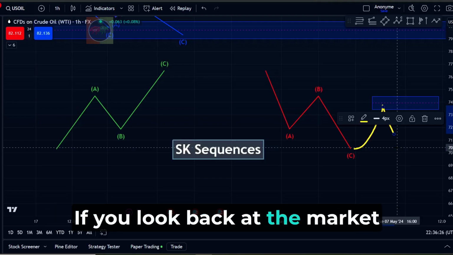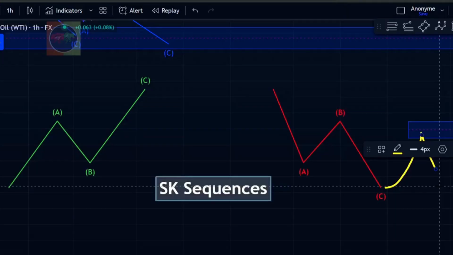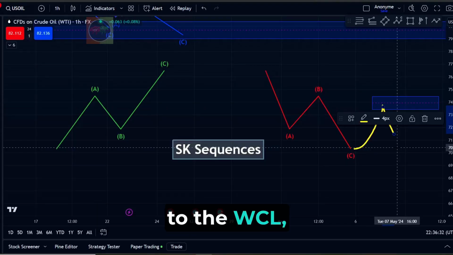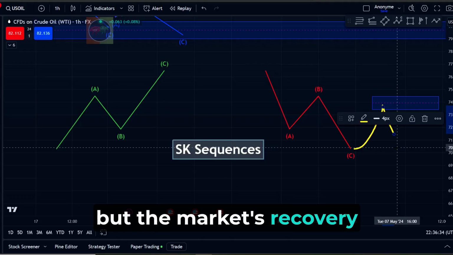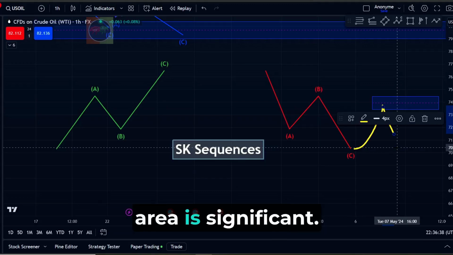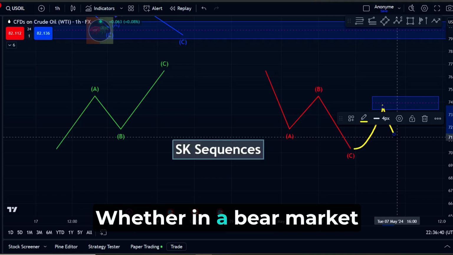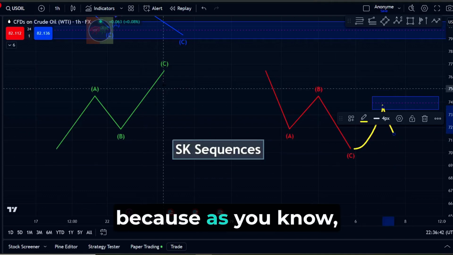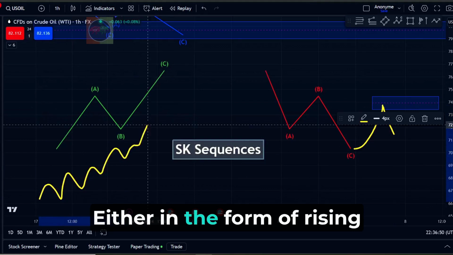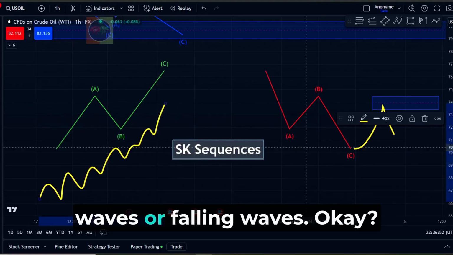If you look back at the market and look at the examples, you will find that frankly, the market rarely returns to the WCL, but the market's recovery is a bit long, but the rebound from this area is significant, whether in a bear market or a bull market, because as you know, the market goes down in sequence anyway, either in the form of rising waves or falling waves.